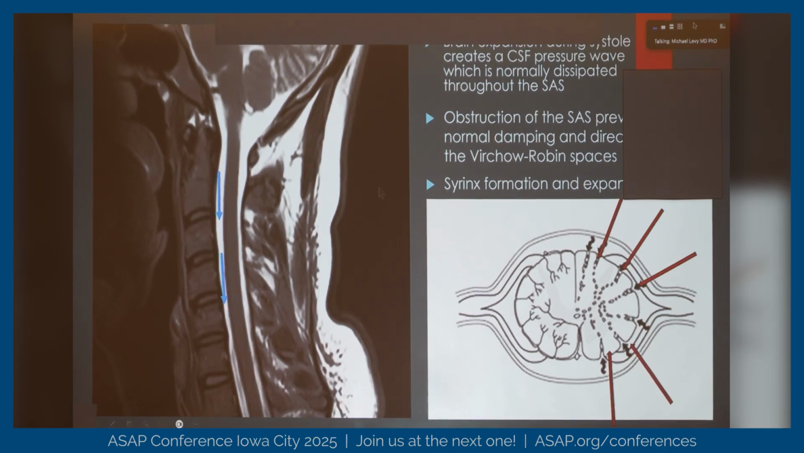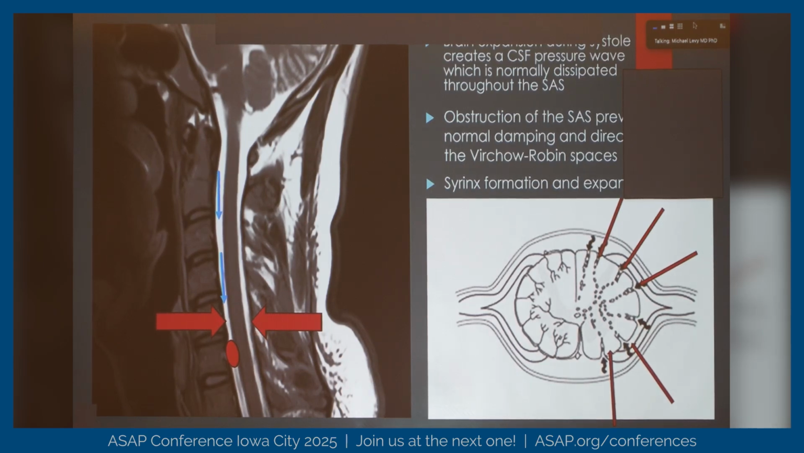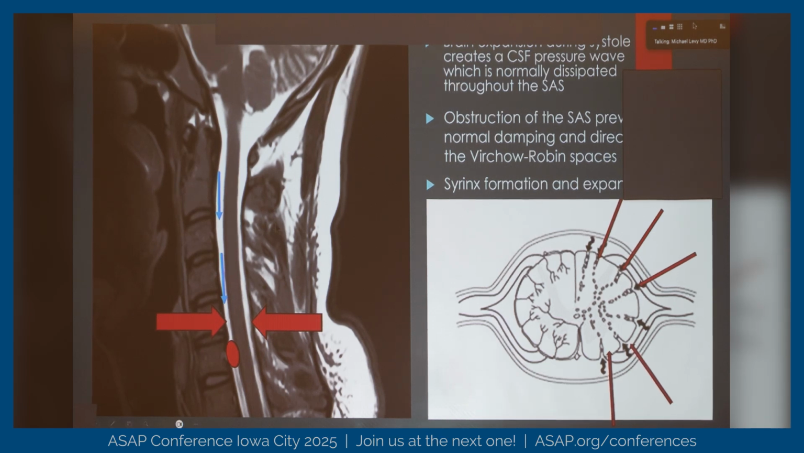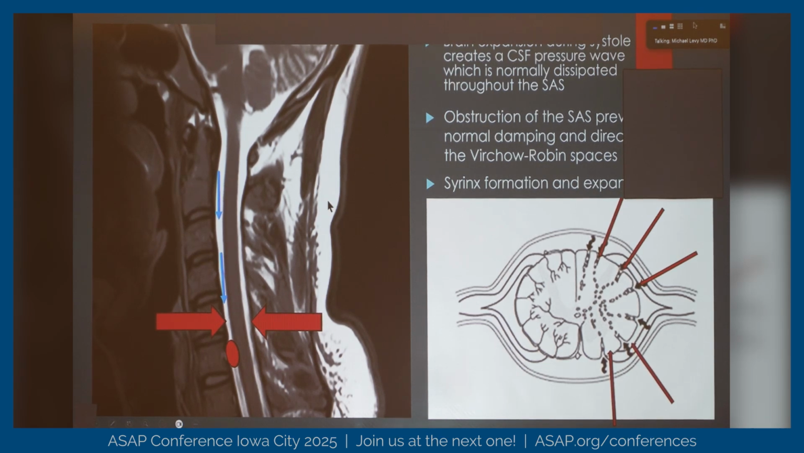So the problem is that the dissipation of the wave itself, or the normal dampening, doesn't occur. And what that does is create a redistribution of force, essentially forcing fluid into these spaces. And this can be created by an obstruction, or it can additionally be created by partial occlusion or total occlusion of the subarachnoid space.